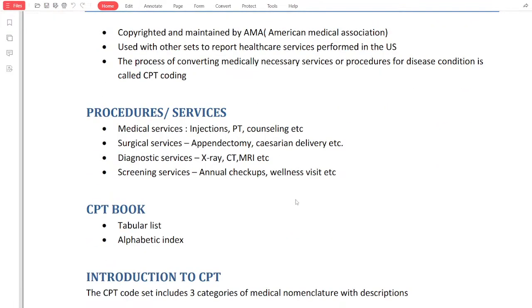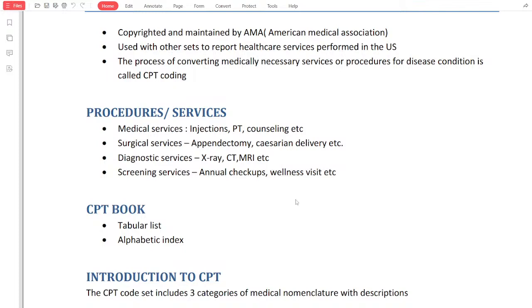Next is the procedures and services inside the textbook. First of all, CPT contains four basic services. First one, medical services. Second one, surgical services. Third one, diagnostic services. And fourth one, screening services. Clear? Medical services contain injections, PT, counseling, etc. So these services are called medical services.